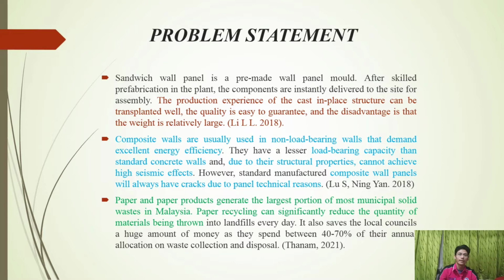Ninyan 2018. And the last problem statement is paper and paper product generate the largest portion of most municipal solid waste in Malaysia. Paper recycling can significantly reduce the quantity of material being thrown into landfill every day. It also saves the local council a huge amount of money, as they spend between 40 to 70% of their annual allocation on waste collection and disposal, according to Tanam 2021.